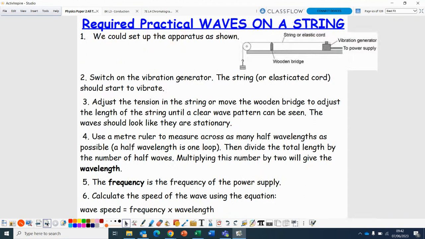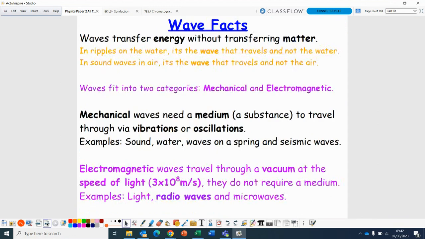But rather than you having ripples to count, you've got a string that's vibrating up and down. The easiest way to do this is either make it into a stationary wave or take a picture of the wave with a ruler in place. The ruler can then be used to measure the wavelength, and the frequency, you can either get it from the vibration supply or count how many vibrations there are in 10 seconds. Again, frequency times wavelength gives you wave speed.